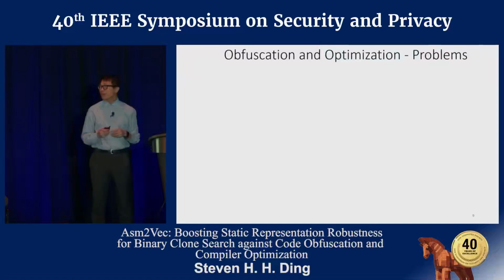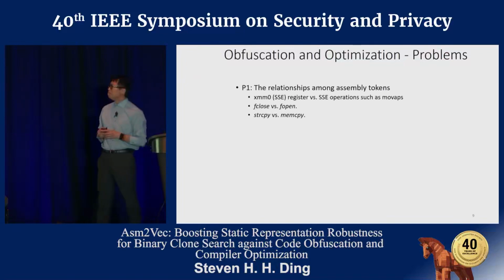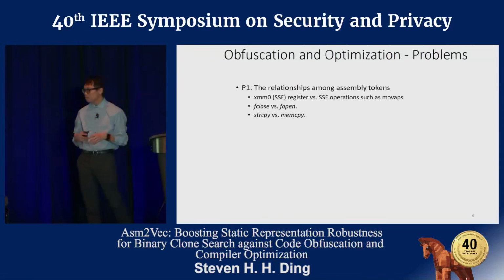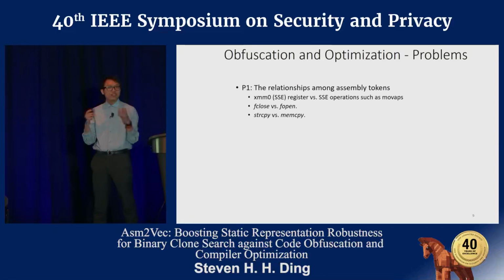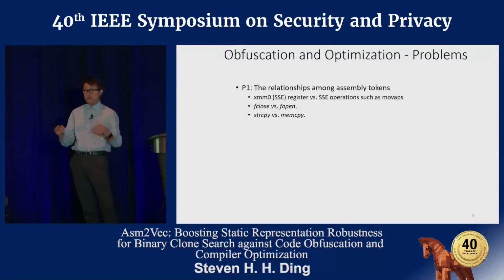So we identify two main challenges or problems. Typically, when we try to model assembly code, the relationships among the tokens within the assembly code are mostly neglected. For example, we have the XMM0 register versus the other streaming operations. They're not exactly the same, but at a high level they focus on the same aspect of the assembly instructions. Or fclose versus fopen: they're different, but they both correspond to file operations. And strcmp and memcmp, strcpy and memcpy, sometimes they are swappable, right?